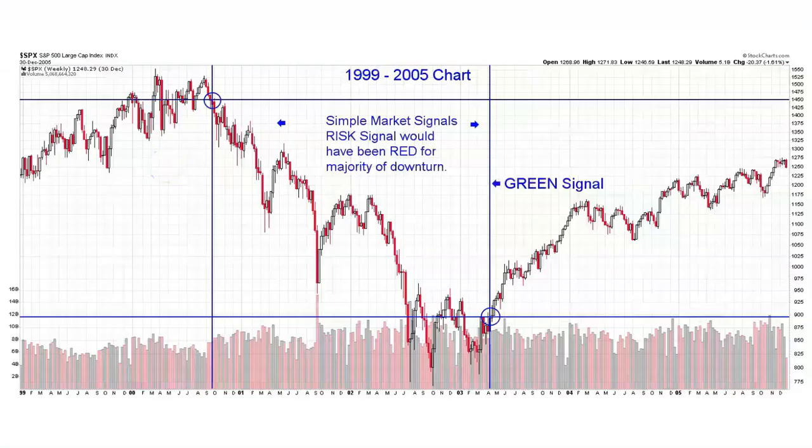Now let's go back and take a look at how simple market signals could have helped you in the bear market that started in 2000 and ended in 03, and then next we'll take a look at the bear market that started in 2007 and ended in 09. In 2000, you can see that the risk signal, the market mode signal, would have turned red right here at approximately 1450 on the S&P 500. This risk signal would have been red through the majority of this downturn, and then turned green right here, just under 900 on the S&P 500.